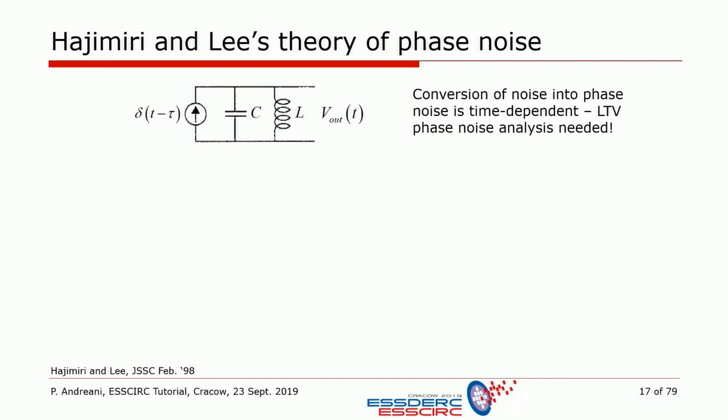It is easy to see why you need a linear time variant analysis across the oscillation period. So think of having just a simple LC tank like this, and then you inject some noise spike, some noise pulse, sometimes during the oscillation period. So it really depends how much phase noise you get. It really depends on when you inject it.